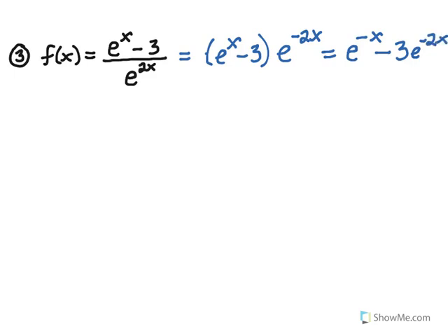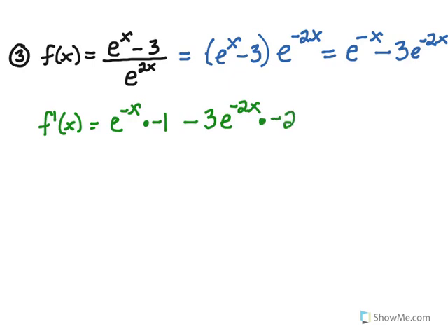Okay, now keep in mind this is all still the original function. I haven't done a derivative yet. The derivative of this, f prime of x, is equal to, okay, the derivative of e to the negative x is e to the negative x times the derivative of negative x, which is negative 1. And then I have minus 3. The derivative of e to the negative 2x is e to the negative 2x times the derivative of negative 2x, which is negative 2.